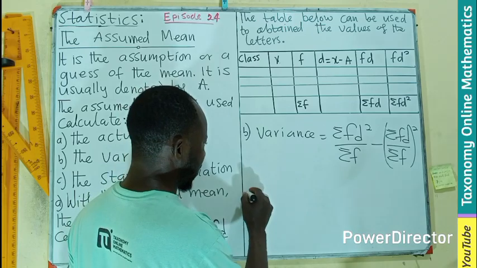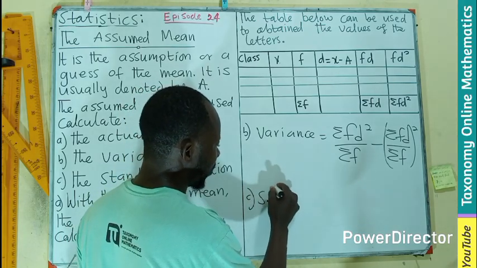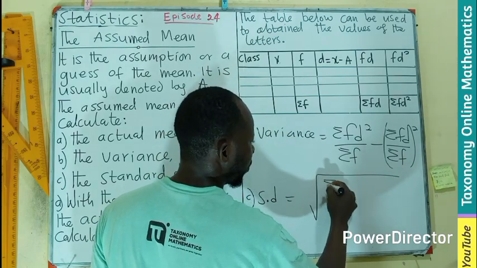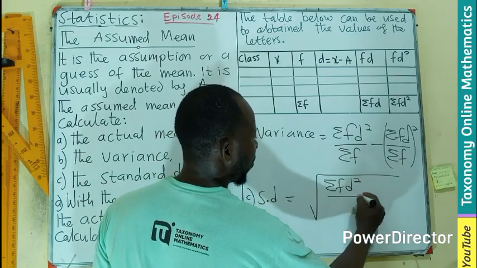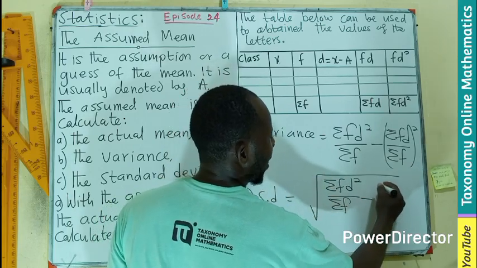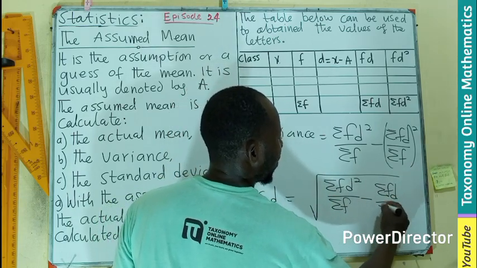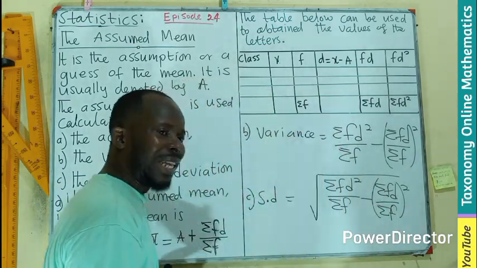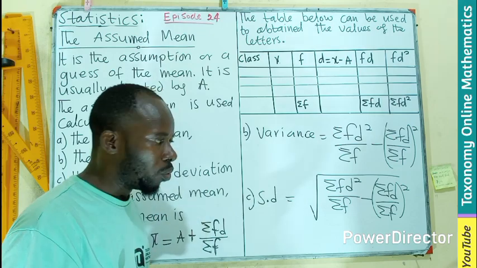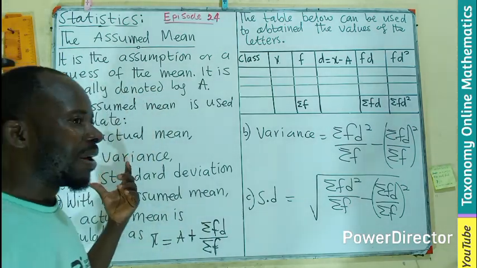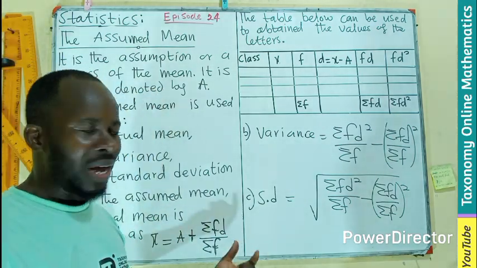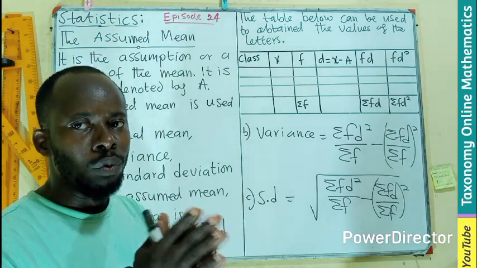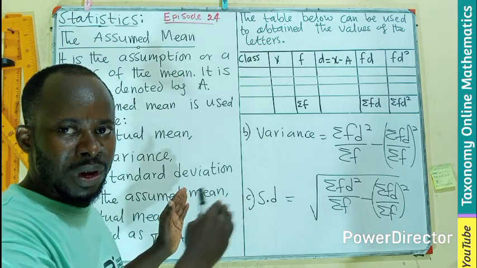So your standard deviation, let me just use SD, will just be the square root of this value: sigma f d squared over sigma f, minus sigma fd over sigma f, all squared. So these are the three formulas that will come to play if we are asked to find the actual mean, variance, and standard deviation, and we are making use of the assumption of a mean, or assumed mean. I guess this is also clear.